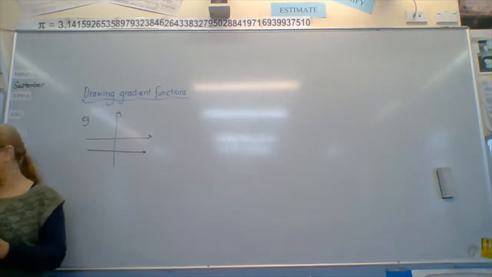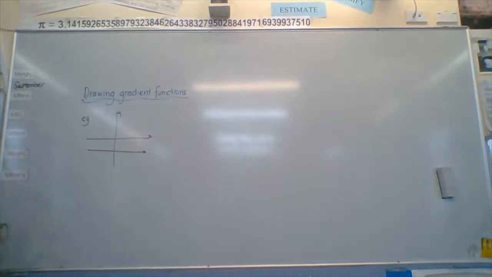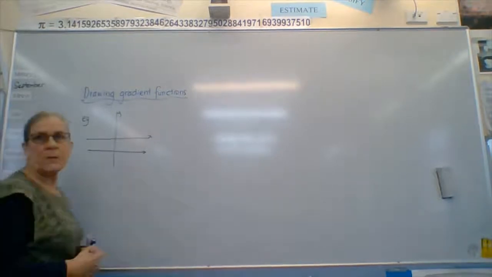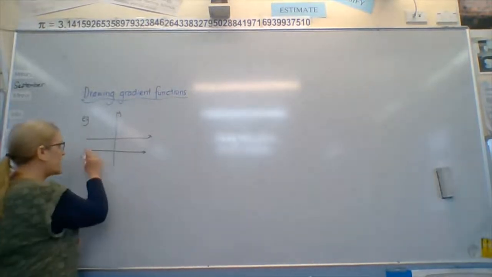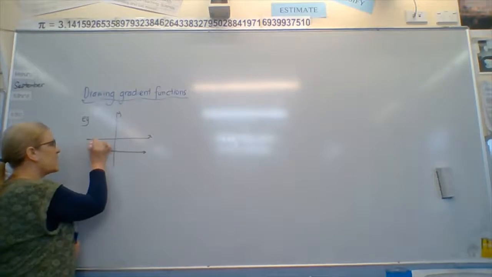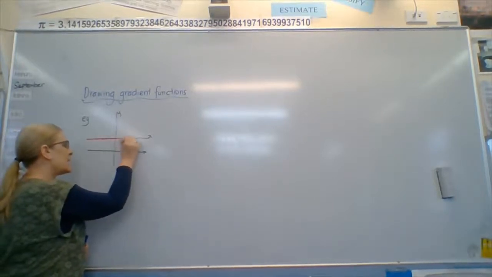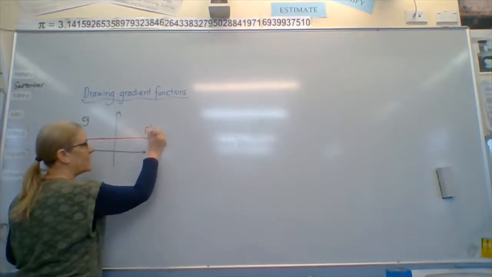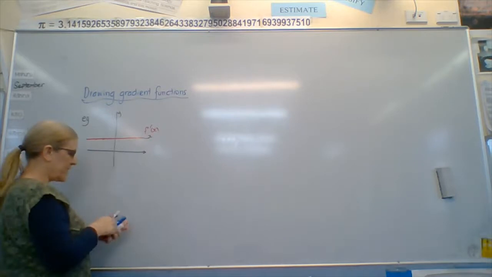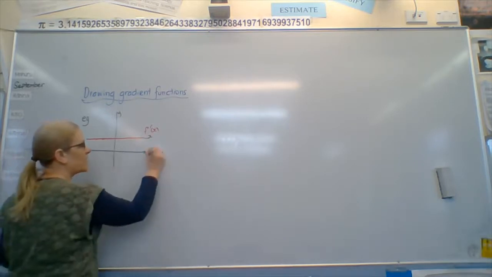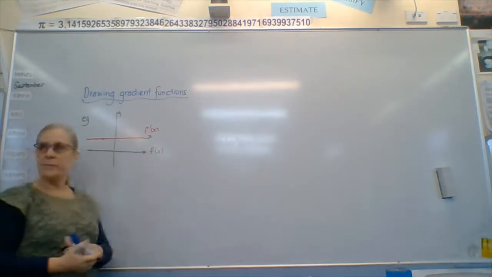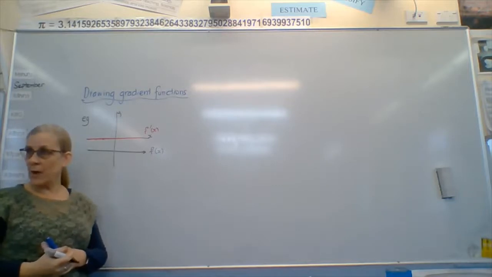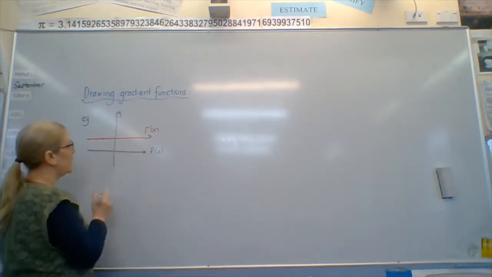0. So if we were drawing the gradient function of this line, we would say, okay, the gradient is 0 at this point, the gradient is 0 at this point, the gradient is 0 at this point. So that is the answer. That would be our gradient if this was our function. All right? The gradient right along that line is 0.